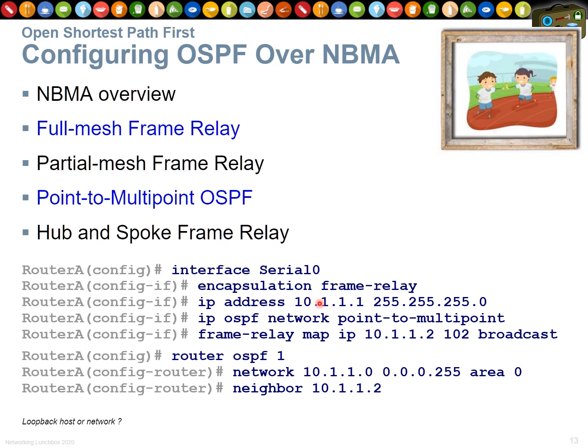So this is the command to actually set up frame relay. This is all standard frame relay stuff. But this is a trick to say, all right, OSPF, don't send multicasts to form an adjacency. Send a unicast to 10.1.1.2 because that's your neighbor.